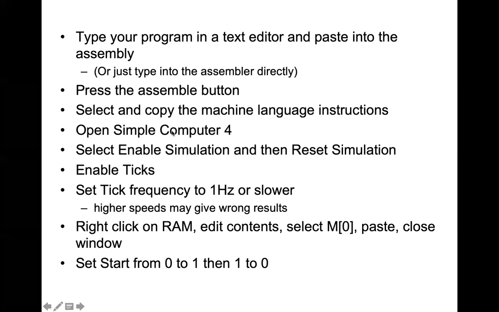This is the one that is sort of a slightly more sophisticated version of Simple Computer 3. You enable simulation and then reset the simulation. So do the enable ticks thing in Logisim. And then you set the tick frequency to 1 Hertz or slower. It turns out that Logisim will sometimes get confused if you clock it too fast. So just don't do that. Set it to 1 Hertz or slower.